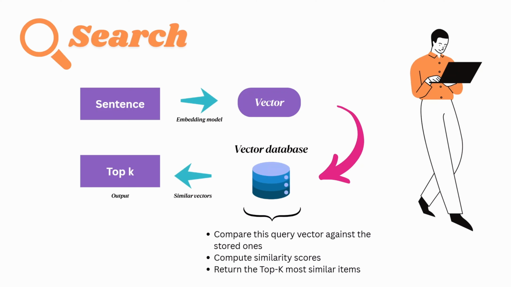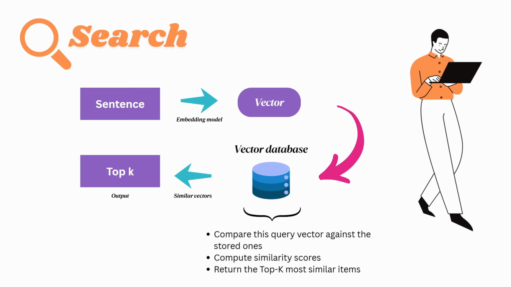The search flow is actually quite straightforward. First, we take the input sentence, in our case our query, and pass it through the embedding model to get a vector representation of that query. Then the query vector is compared with all the vectors stored in the database, in this case, our 5 example sentences. Then the system returns the top k most similar vectors based on similarity score.